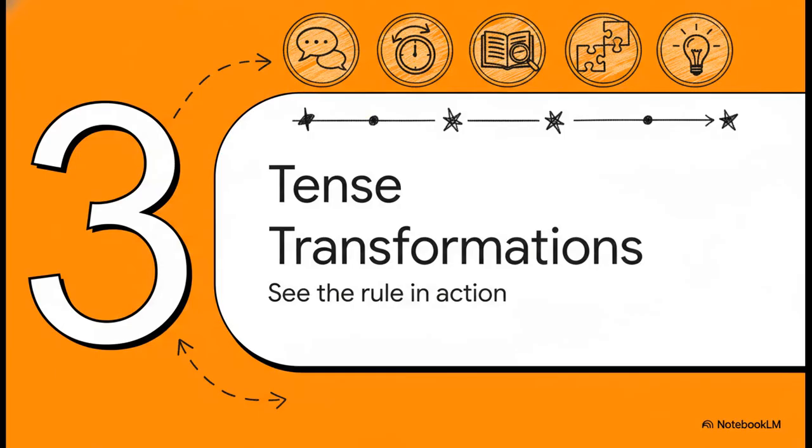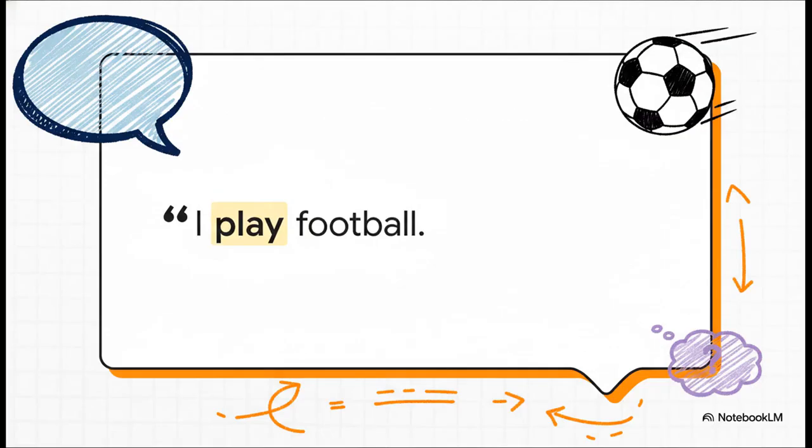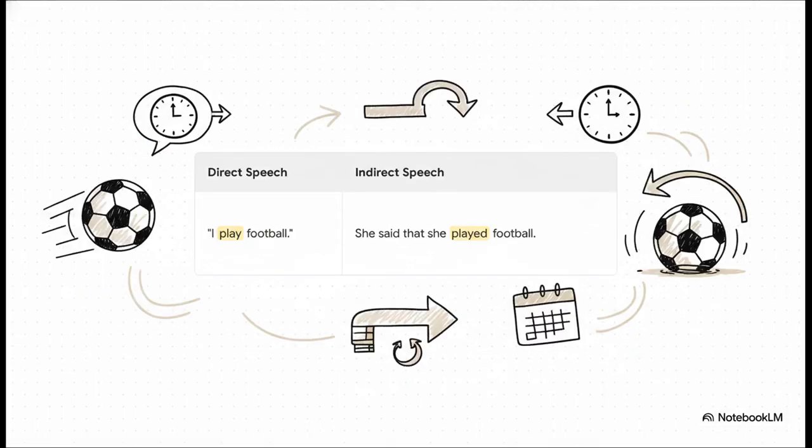Simple as that. And now for my favorite part, where it all comes together. Let's actually see this rule in action. We're going to walk through 5 super clear, concrete examples. This is where it's really going to click for you. Okay. First up, let's start with a simple present tense sentence. Someone says, I play football. Simple enough? So, how would we report that? And here we go, our very first shift. The simple present, play, just takes one step back to the simple past, played. So, I play football becomes, she said that she played football. See? Makes perfect sense. Just one step back.